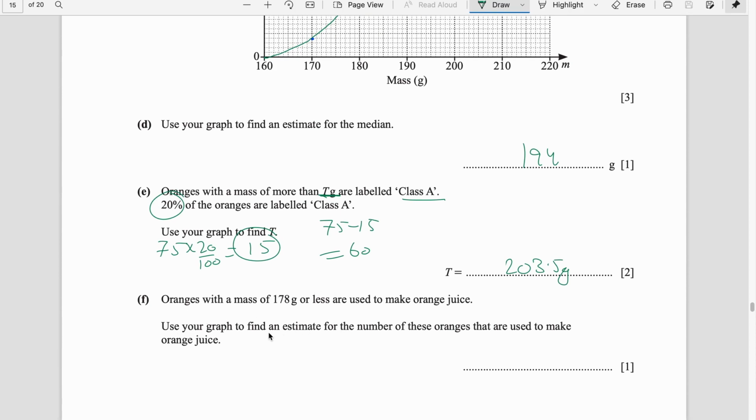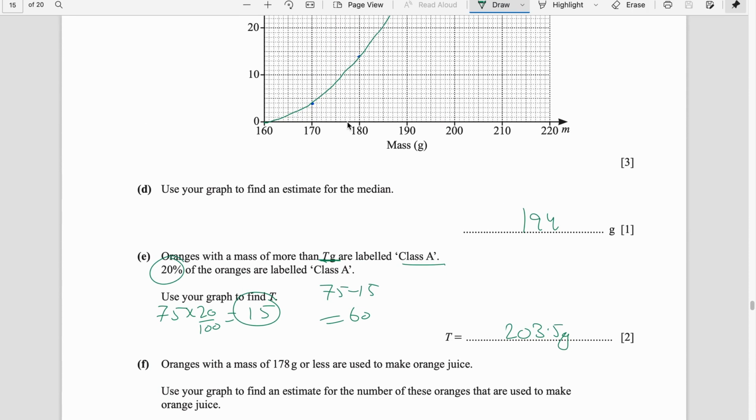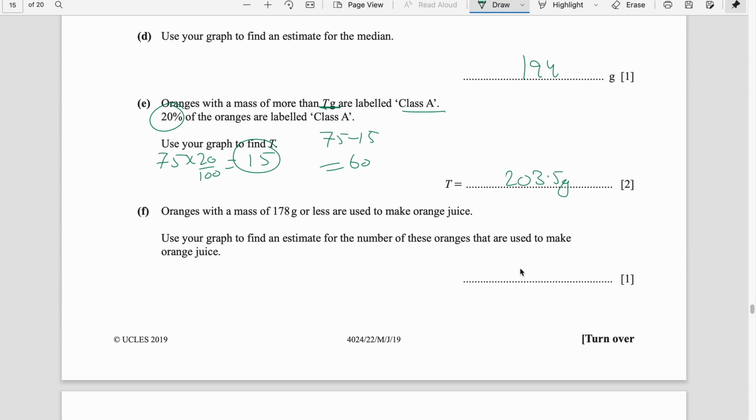Oranges with mass 178 gram or less are used to make orange juice. Use your graph to find an estimate. So 178 or less. This is 170. This is 178. We go up. And this is 12 in my case.